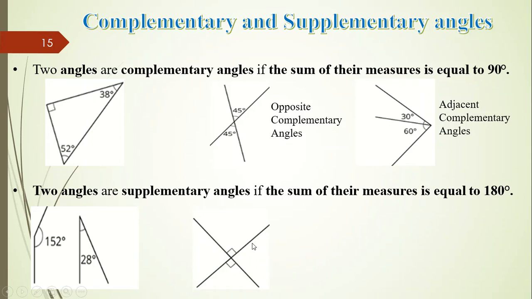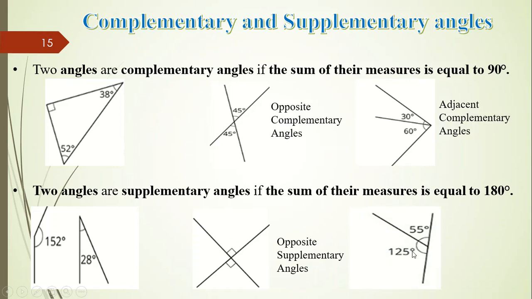Here we have two opposite angles, each one of 90 degrees. If we add 90 degrees plus 90 degrees, it gives 180. So these two angles are opposite supplementary angles.